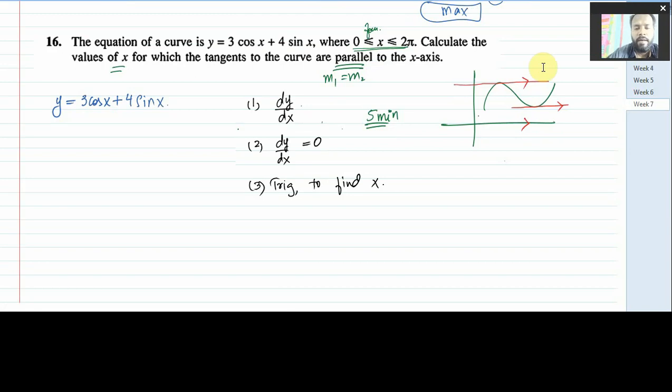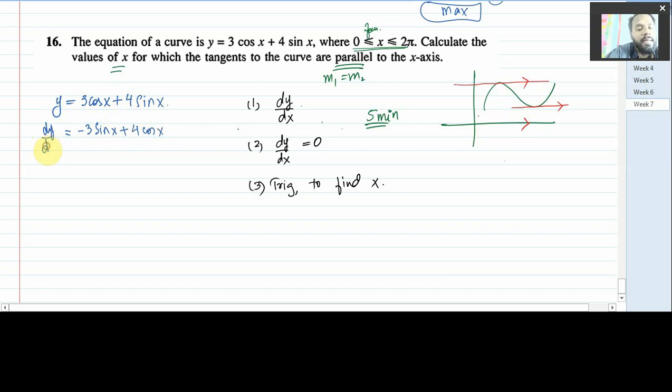Alright, done. So the steps you need to attempt here: at first we need to find the derivative, right? The derivative of cos is negative, that is why I've written a negative at the beginning. Minus 3 sin x plus the derivative of sin, which is cos x, so 4 cos x equals dy over dx. That is my first step.